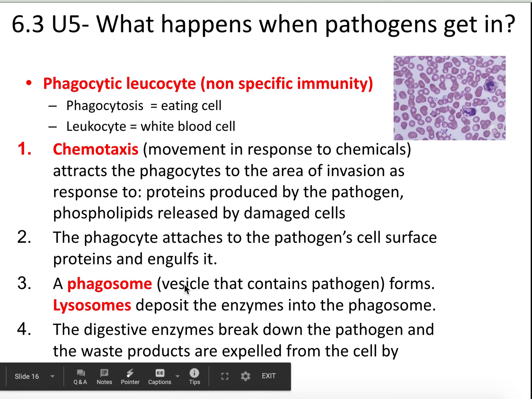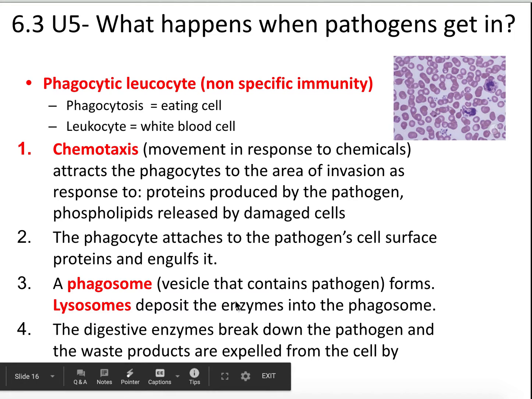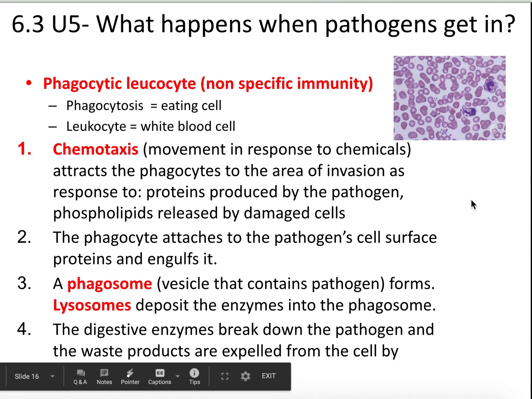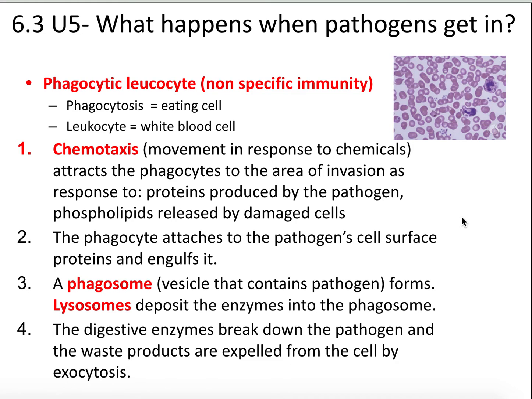A phagosome is a vesicle that contains a pathogen's form. So a phagosome is going to be filled with lysosomes, which deposit their enzymes inside of it, and they will help break down the pathogen, and then they usually excrete it in a process called exocytosis. So that's the first step for non-specific immunity, so that the body can help attack something it doesn't recognize.